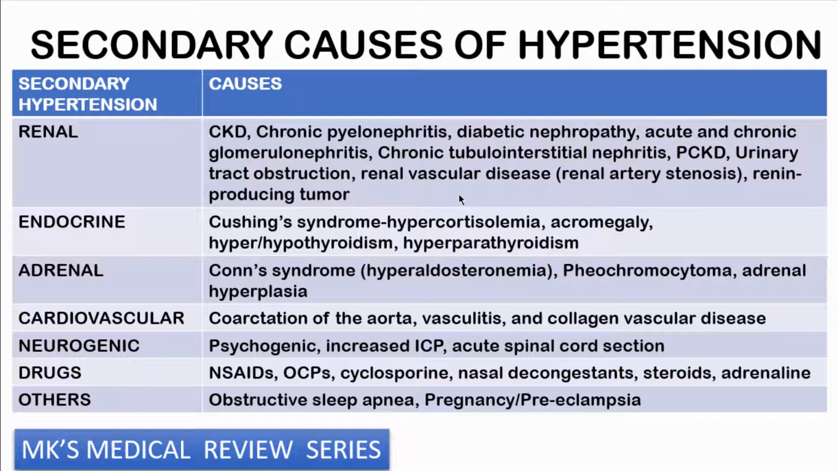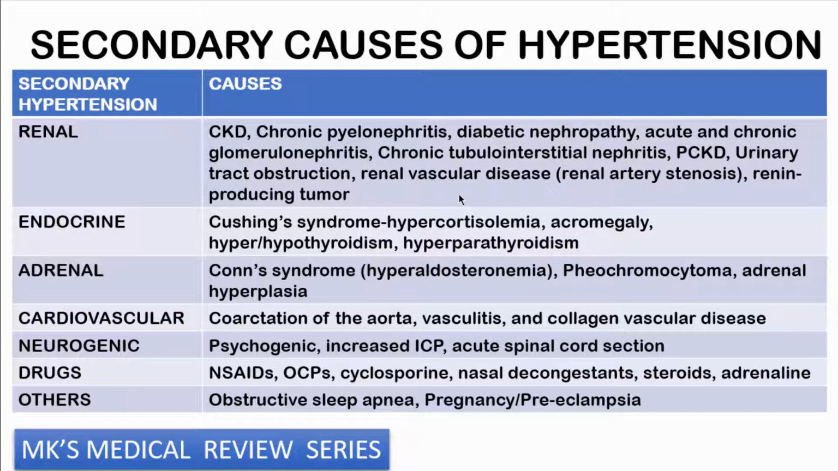And then of course you may have hyperparathyroidism that may cause hypertension. There are some adrenal causes such as hyperaldosteronism, which is known as Conn's syndrome. You may have a tumor of the adrenal medulla that is producing catecholamines, that is referred to as a pheochromocytoma. You may have adrenal hyperplasia.